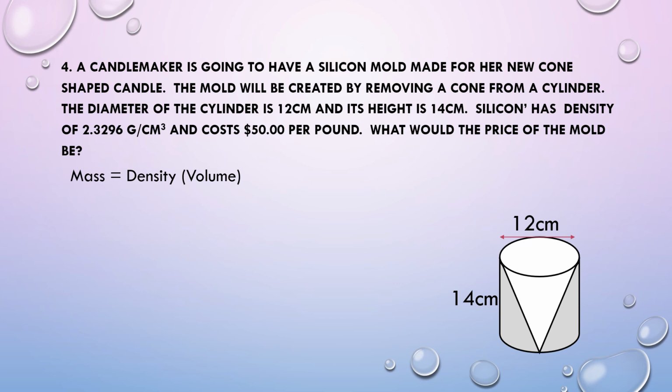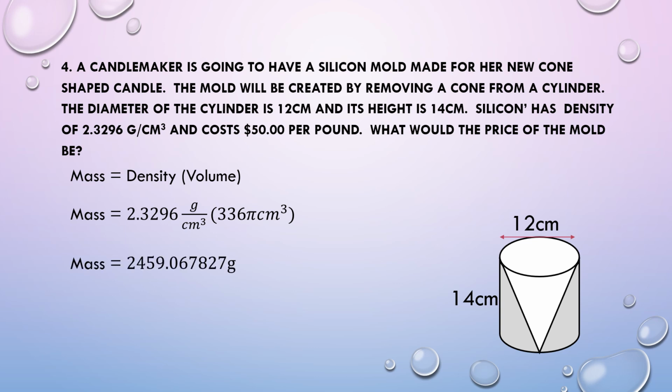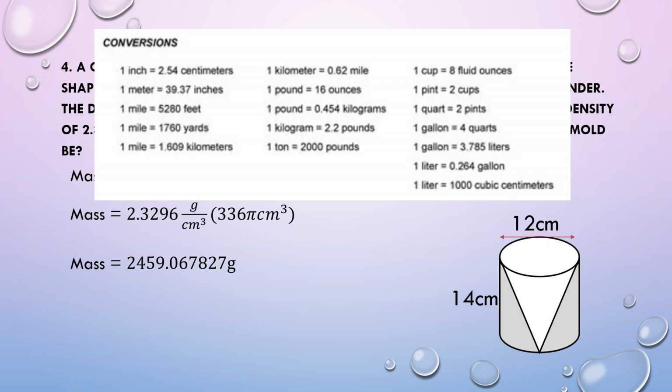Now mass equals density times volume. So again, we're going to use that density statement because we calculated our volume in centimeters cubed. It means those lovely centimeters cubed will cancel out, which should always happen when multiplying density times volume, leaving us with a gram value. Now it costs $50 per pound, so now we have to do some conversions.